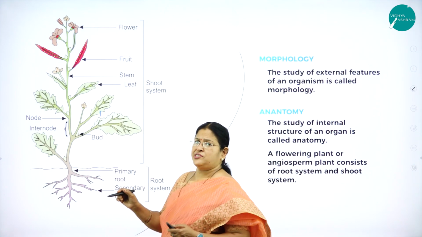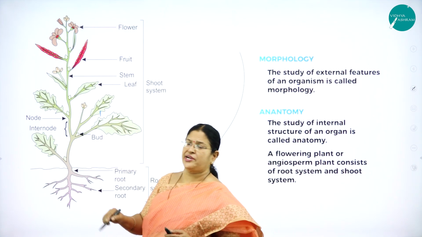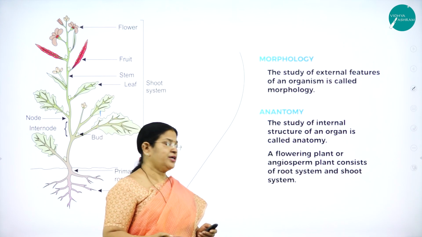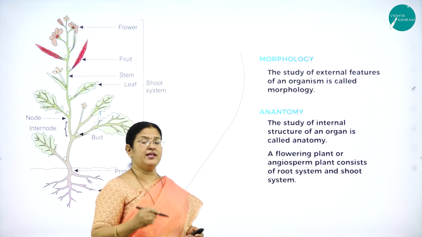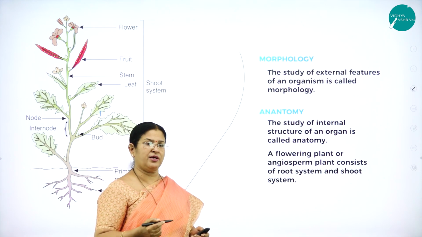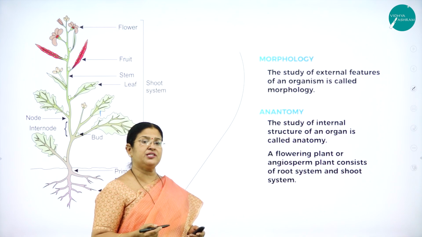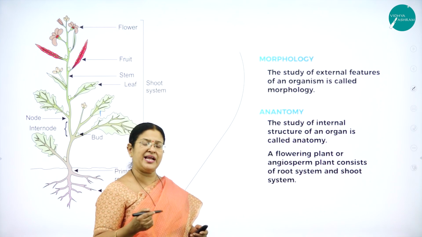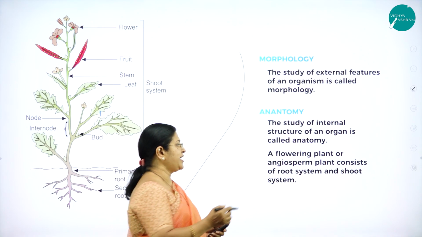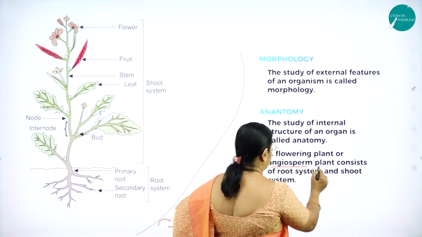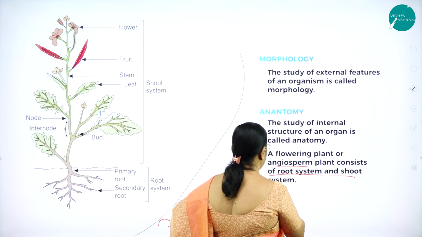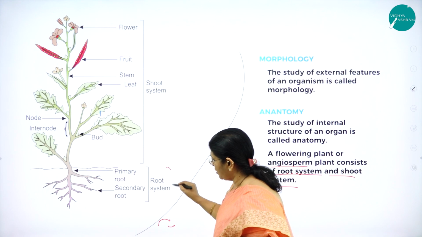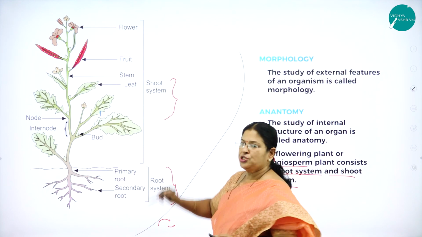So what is morphology? Morphology is the study of external features of a plant body, right? And anatomy deals with the study of internal structure of a plant organ or a plant body. Physiology deals with the study of internal functions of a plant body or an animal body. So a flowering plant or an angiosperm plant consists of what? Root system and shoot system. So this is called the root system and this is called the shoot system.